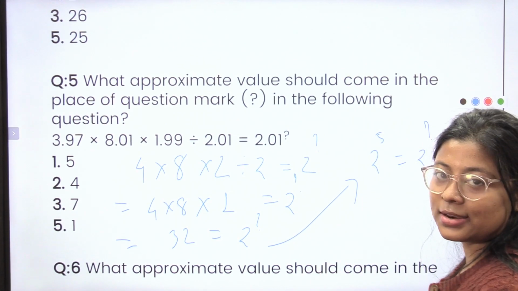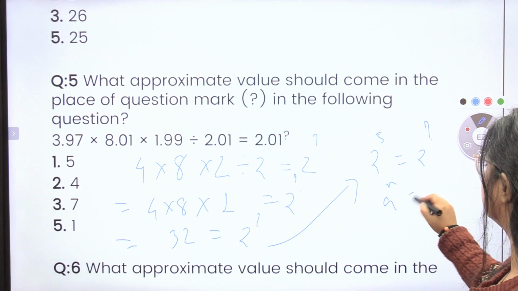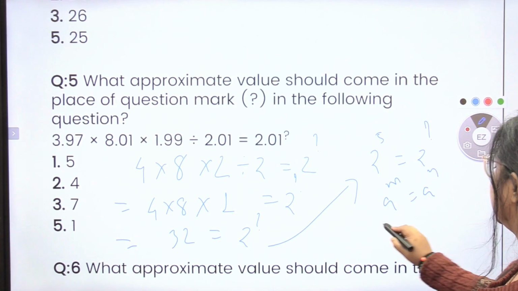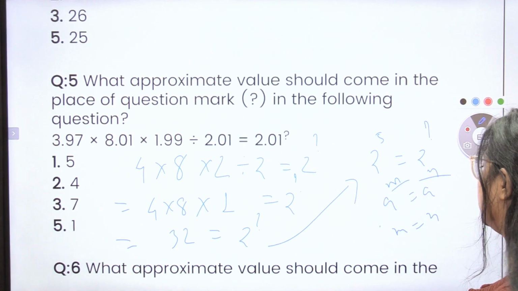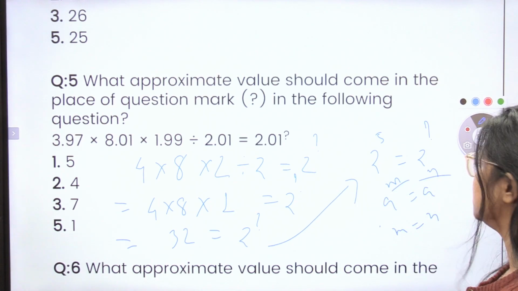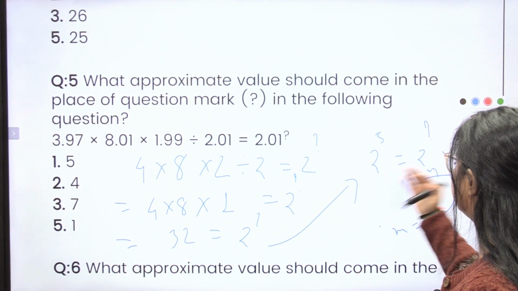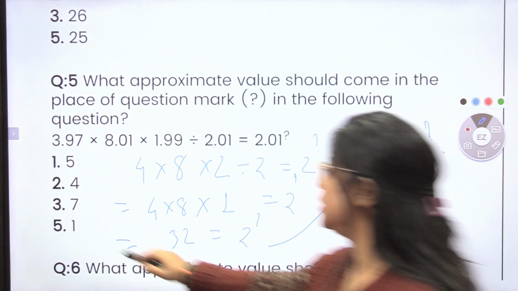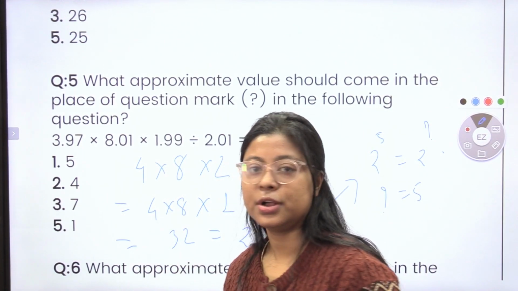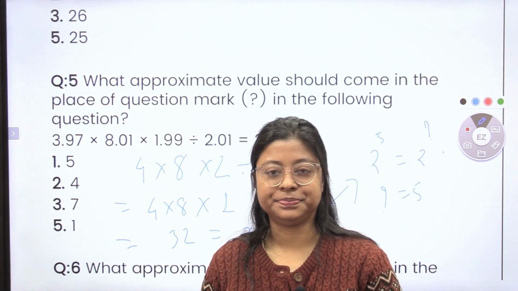And from the surds and indices rule, we know that if a power m is equal to a power n, then m is equal to n. We can equate the powers. When your base is the same, you can equate the powers. So if I apply this here, then it will give you the value of question mark. So what will be the value? Question mark is equal to 5, isn't it? Here you see, question mark is equal to 5. Okay, so I have solved question 5 till now.